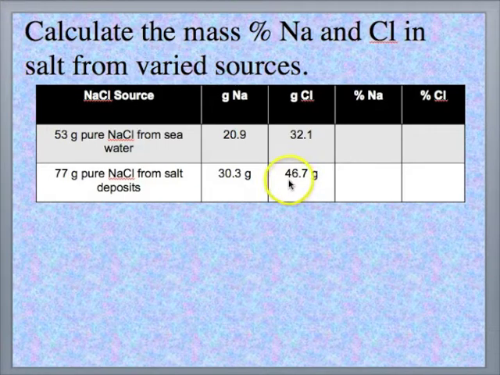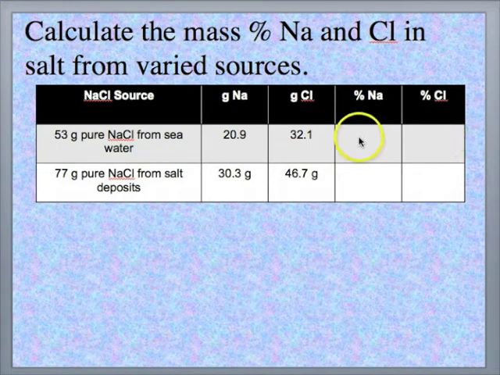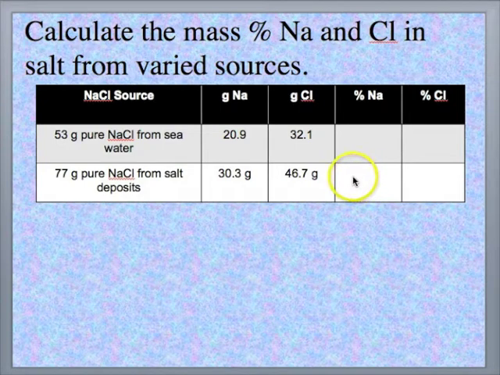So what I want you to do for each one of these cases is to figure out the percent by mass, in other words, the percent by grams, of sodium and of chlorine in each one of the cases. Put your playback on pause and do the calculation, and then we'll come back and discuss it.